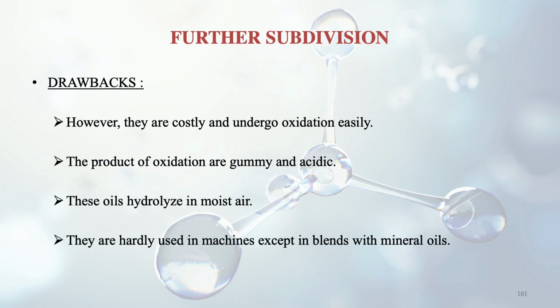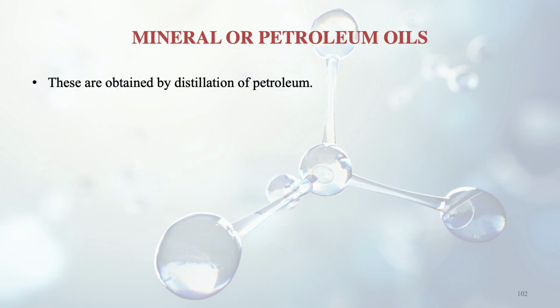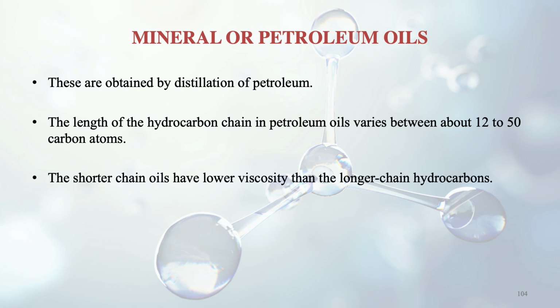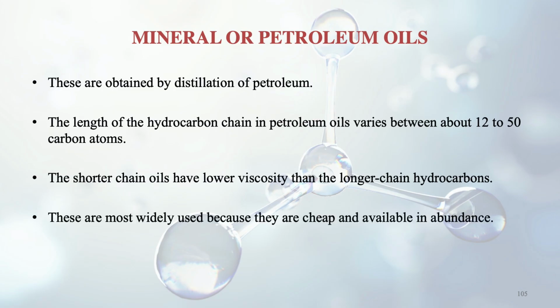Then we have the mineral or the petroleum oils. These are obtained by distillation of petroleum. We must have read in certain subjects, like chemistry, there is the fractional distillation of petroleum. We get the petroleum products. So that is what the petroleum oils are. And the length of the hydrocarbon chain in petroleum oil actually varies between about 12 to 50 carbon atoms. So quite a lot of variation is there. And shorter chain oils have lower viscosity than the longer chain hydrocarbons.